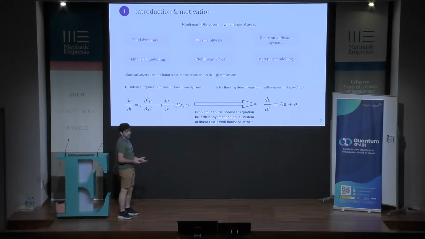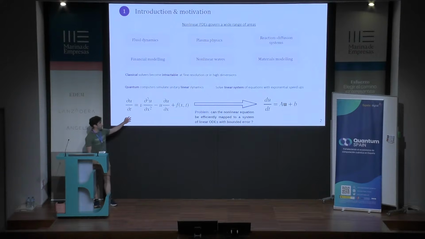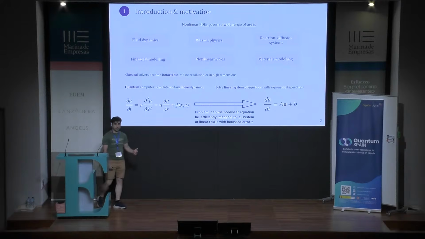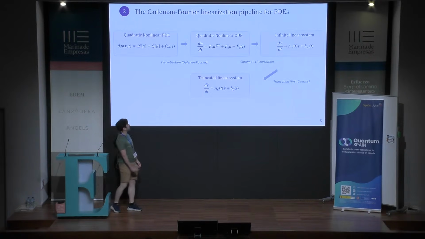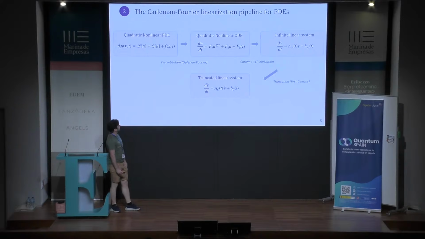So the goal of this talk will be: if we have a PDE, as we can see in the slide, the Burgers equation, can we map this nonlinear equation into a linear one with a bounded error? The approach we will follow is the Carleman-Fourier linearization.